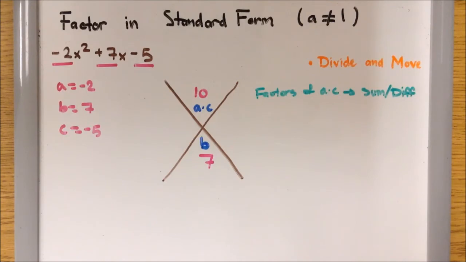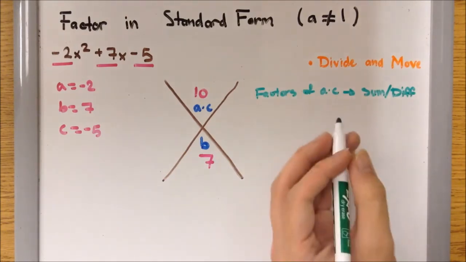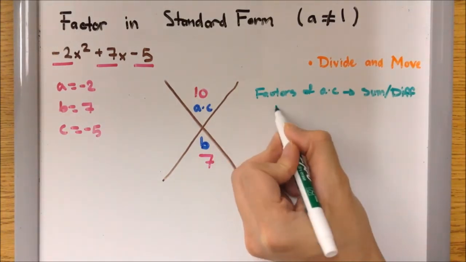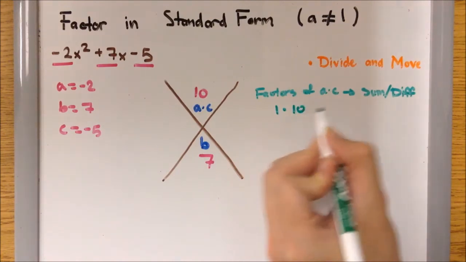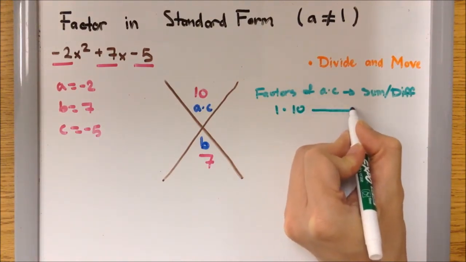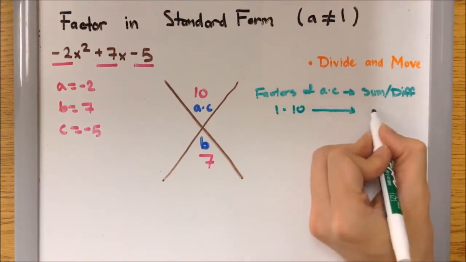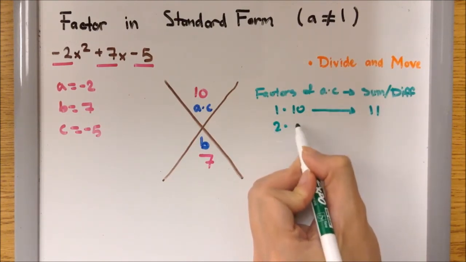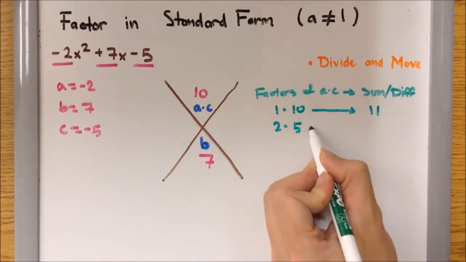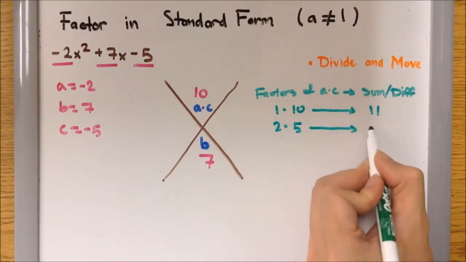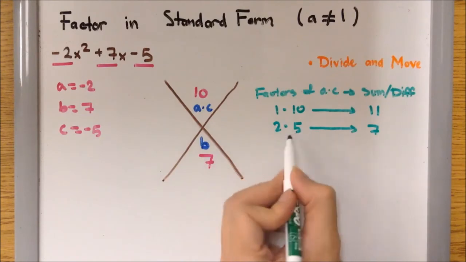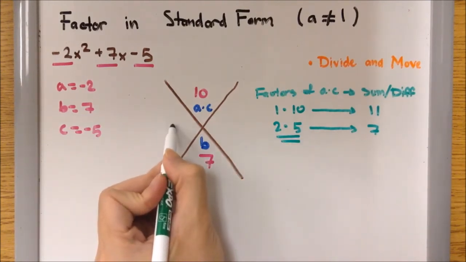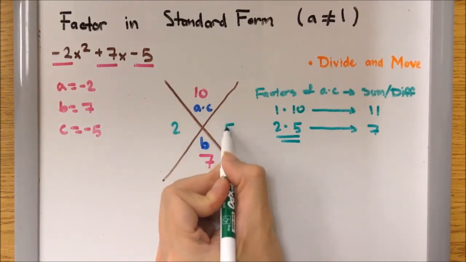Alright, next, find factors of a times c, which is a positive 10. So we can use positive 1 times positive 10. That will be the sum of 11. So we can't use that. Positive 2 times positive 5. These two positive numbers will have a sum of 7. So we're going to use those two factors, 2 and 5.